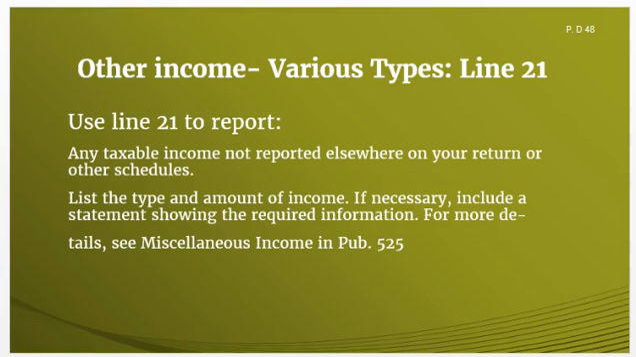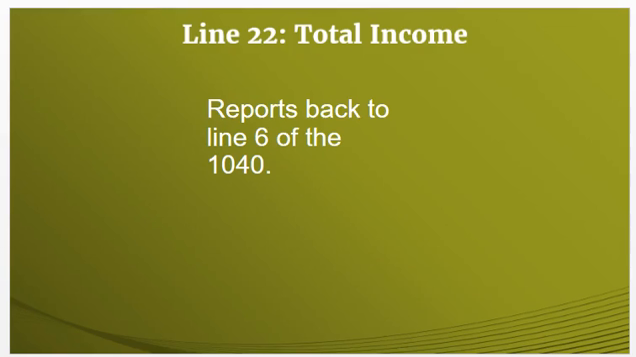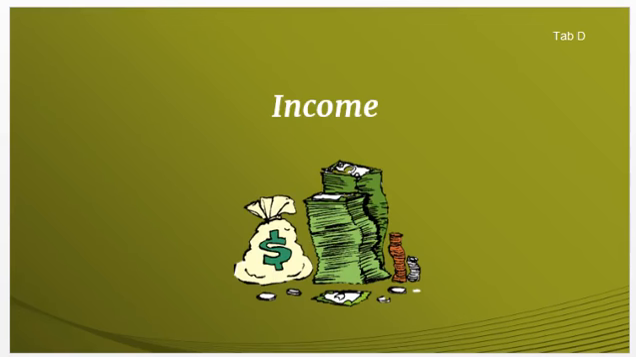And then there's other various types of income. If we have something that's not already found a home somewhere on the tax return, we can report it under other income, various types, line 21. Line 22 then gets totaled, and that total goes back to line 6 of the 1040. So that is your tax law as it relates to income. And again, go back to your 4012, because your 4012 is going to give you detail that I did not necessarily give you. All of this information is found in tab D of your 4012.